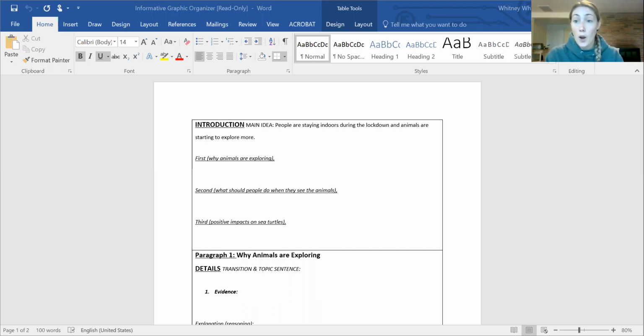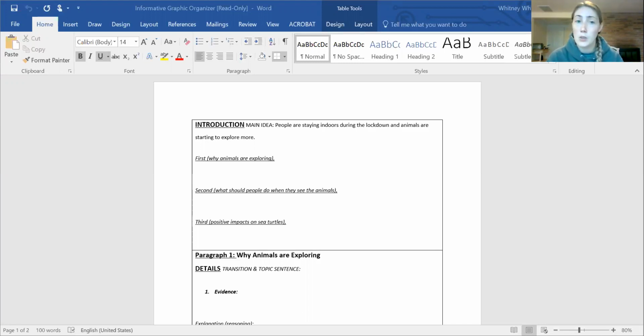After you read the prompt for the informative piece on Canvas and read the article. So the article is about wildlife and how there have been more sightings of wildlife in common areas that humans would normally be at since the COVID-19 and stay-at-home order has been in place. So it's a really good article that has a lot of good information in it.